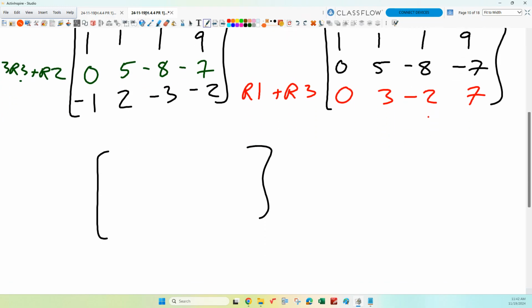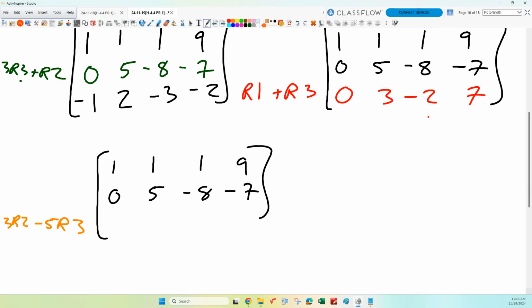I'm going to do it this way. I'm going to say 3 R2 minus 5 R3. Technically, we're supposed to break that up into 2 separate row operations, but I always cheat. I don't want to write it out twice. We'll just do it as one big row operation. The rest of it stays the same. So this is 1, 1, 1, 9, 0, 5, negative 8, negative 7. And then what is that bottom one going to become?